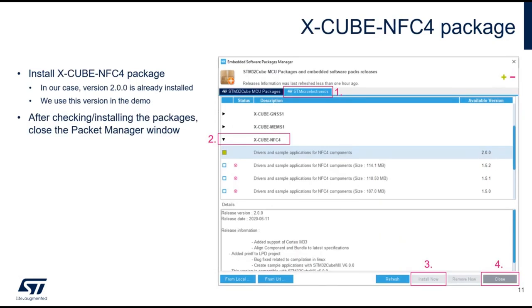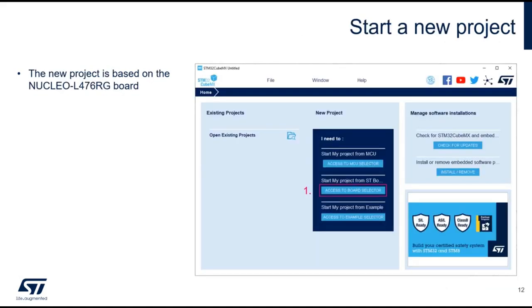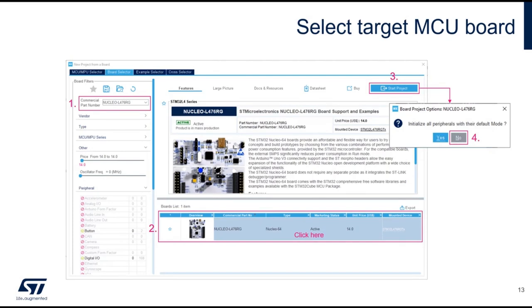Next, we will install the X-CUBE-NFC4 by clicking on the STMicroelectronics tab. Notice that in this example screenshot, we already have version 2.0.0 installed. Now start your project by clicking on the Access to Board Selector button. We will choose which board we plan to use. You will see a list of boards. Navigate to the Nucleo L476RG and click on Start Project.